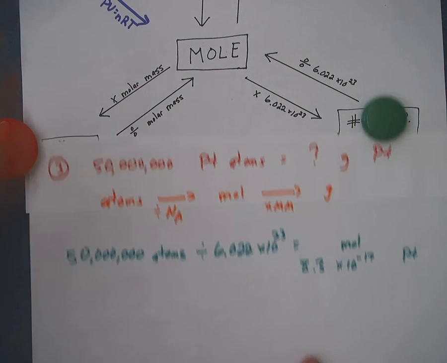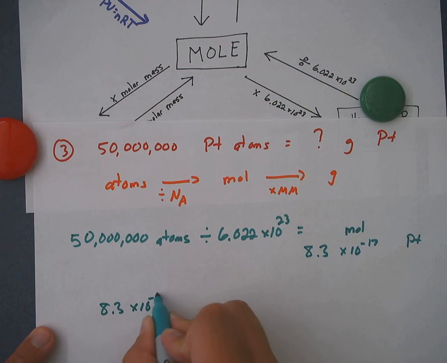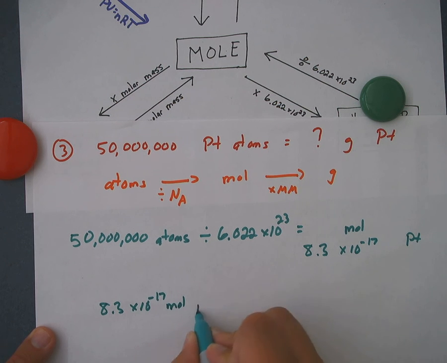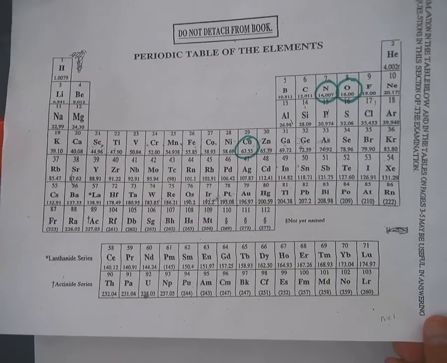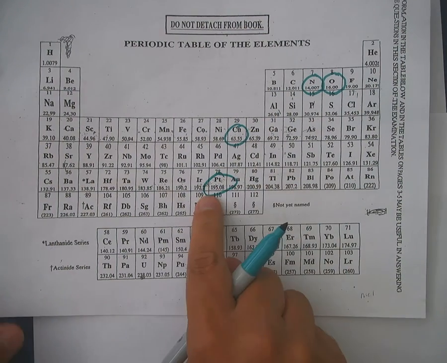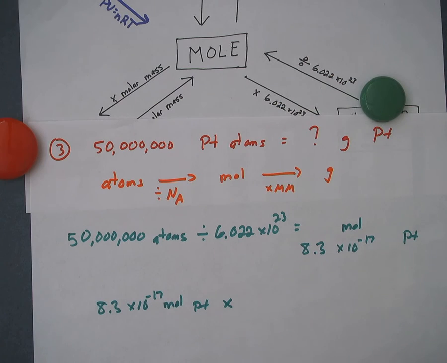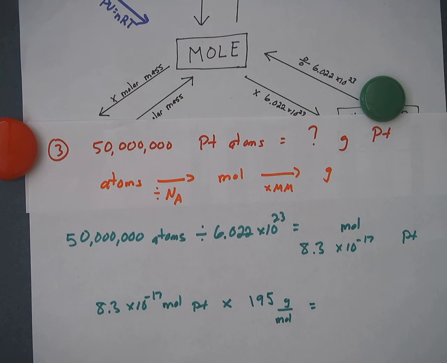And then for step 2, I'll take that moles, 8.3 times 10 to the negative 17 moles of platinum. And I'm going to now multiply by the molar mass. But I don't have the molar mass memorized, so I have to look it up. This time I don't have to add it up because platinum's pretty basic. Platinum is way over here. Looks like it's 195.08. I'll use 195. If you want me to show you dimension analysis, remember the units are grams per mole. And these moles would cancel out.